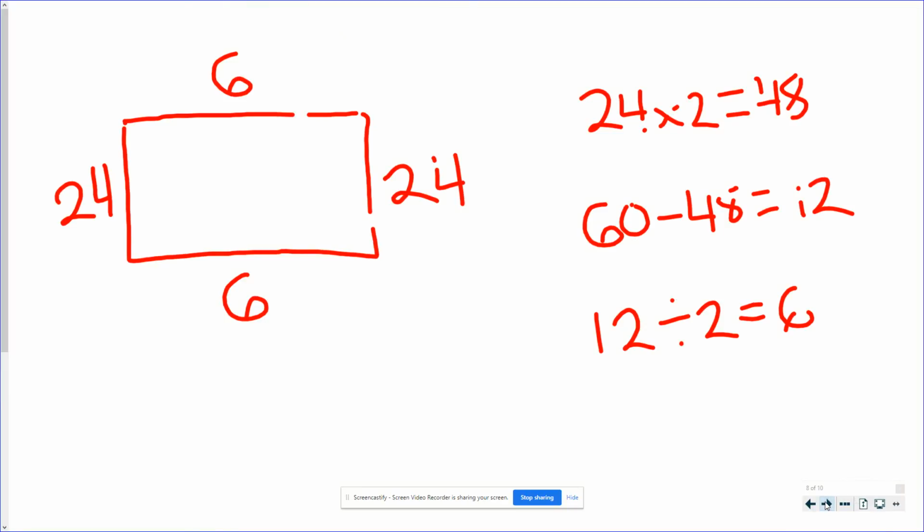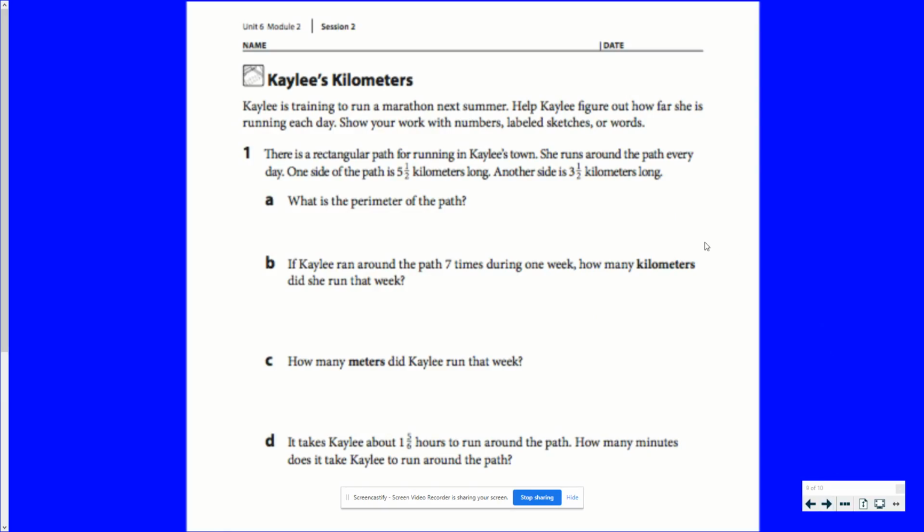All right, we are going to move on to one of our other pages that we have for our homework tonight. This would be page 228 in your yellow book. It says, Kaylee is training to run a marathon next summer. Help Kaylee figure out how far she is running each day. Problem number 1 says, there is a rectangular path for running in Kaylee's town. Everything's a rectangle in these problems.